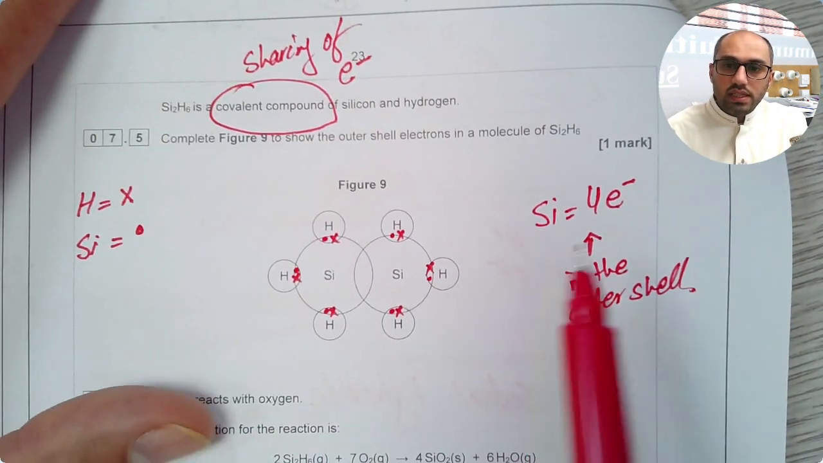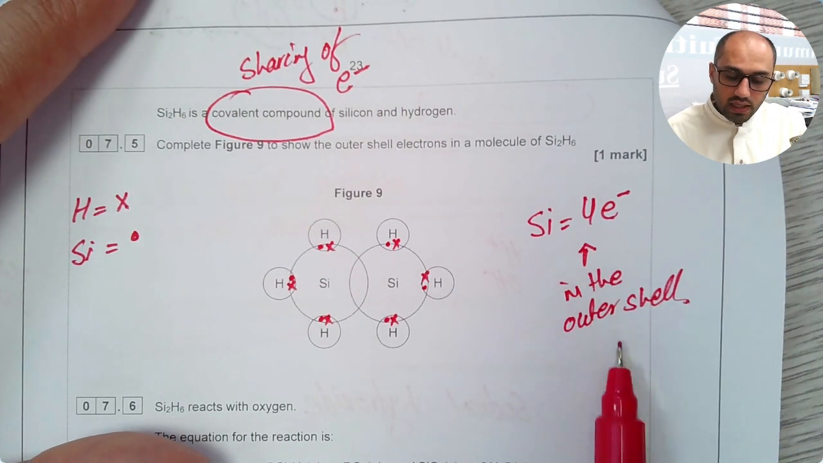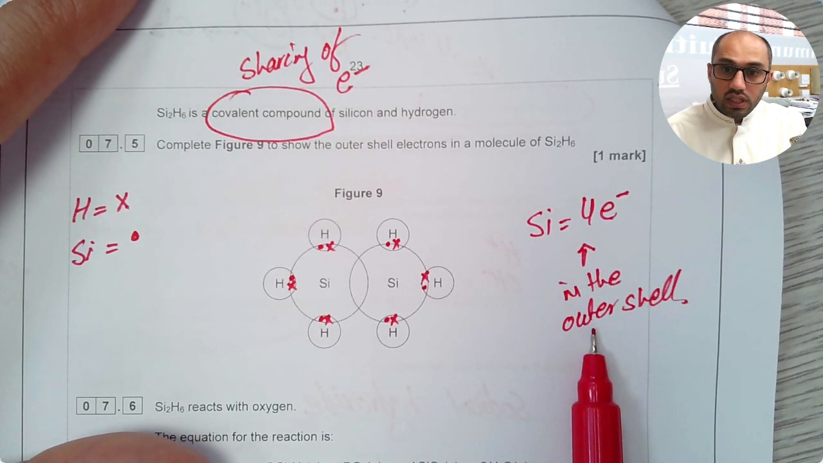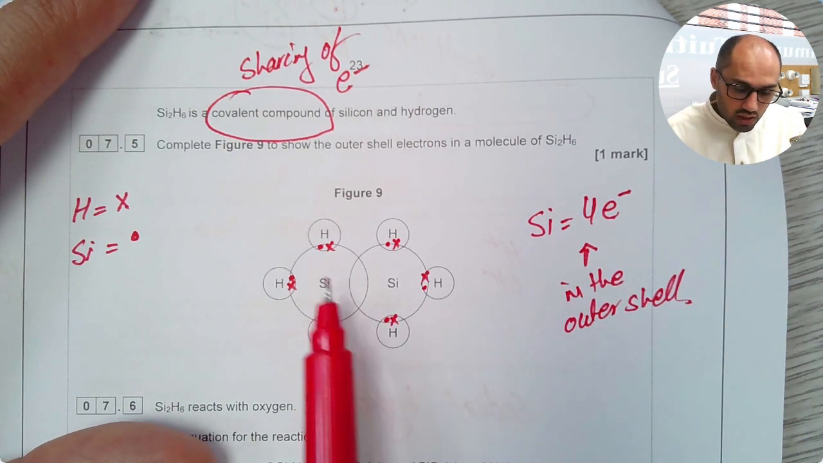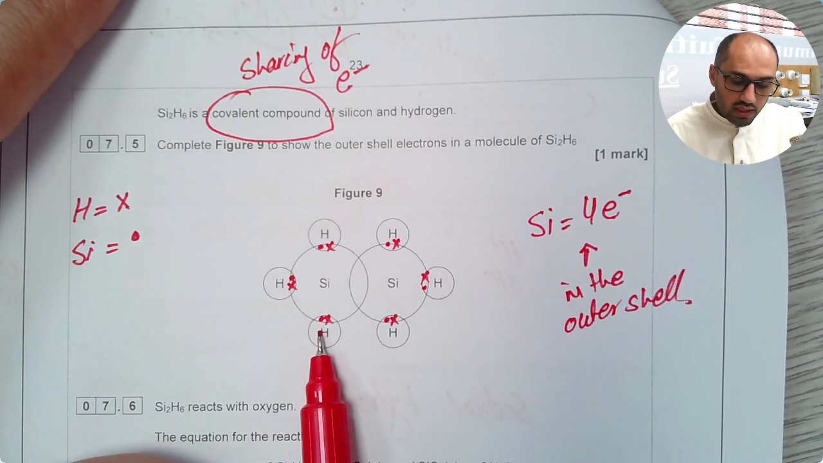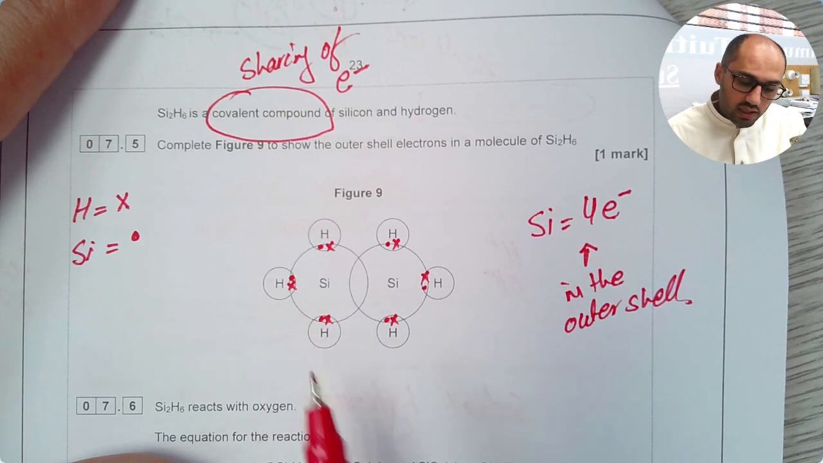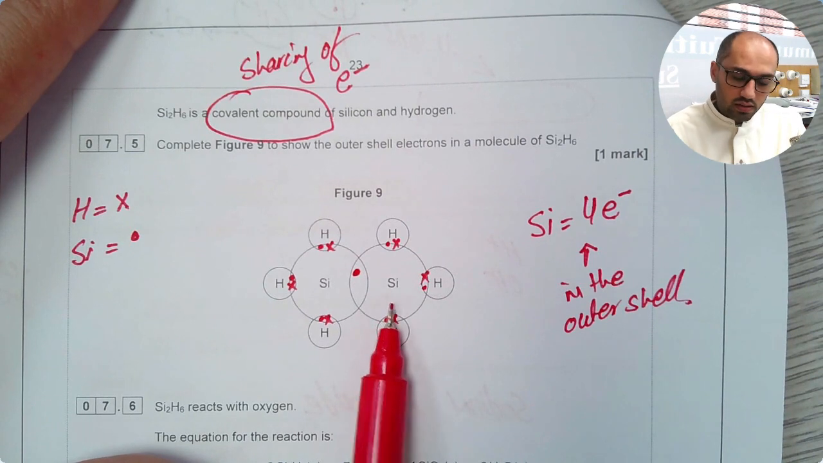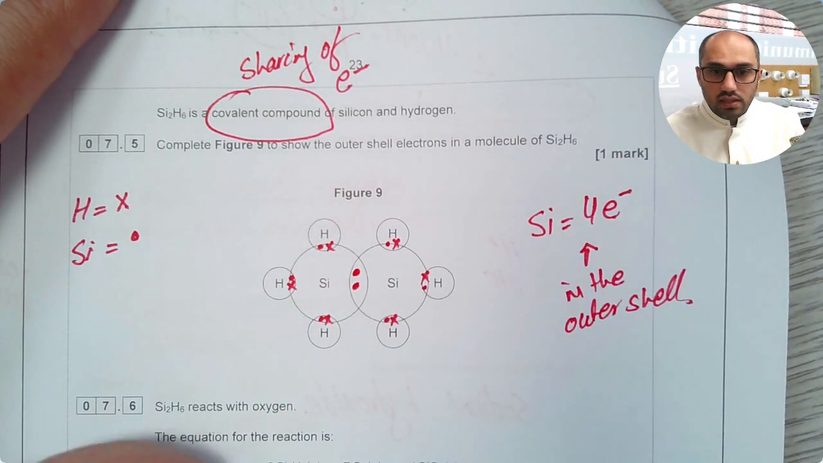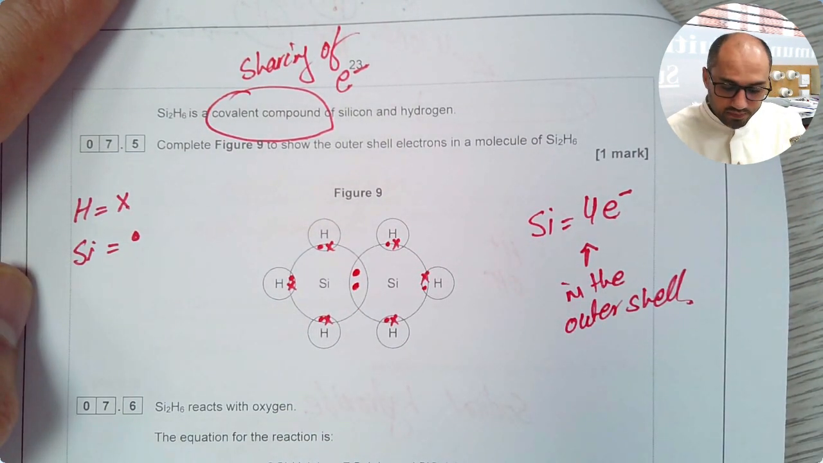We know that silicon has 4 electrons in the outer shell. How do we know this? Because it's group 4. So out of these 4 electrons, 1, 2, and 3 are being shared with hydrogen. There is 1 left for the left silicon, and the same applies to the right silicon, so there will be another 1. And this completes the diagram.